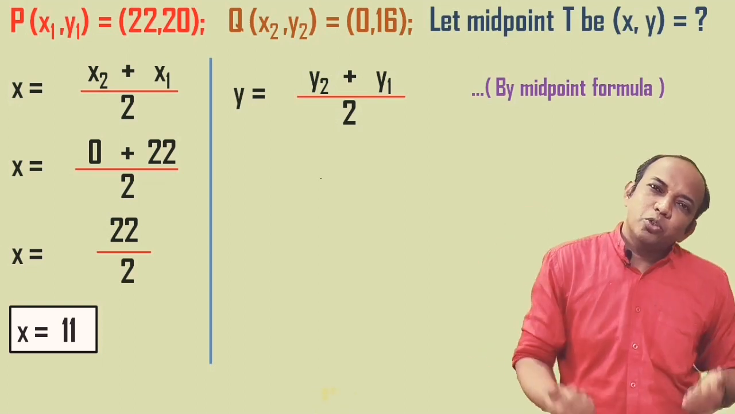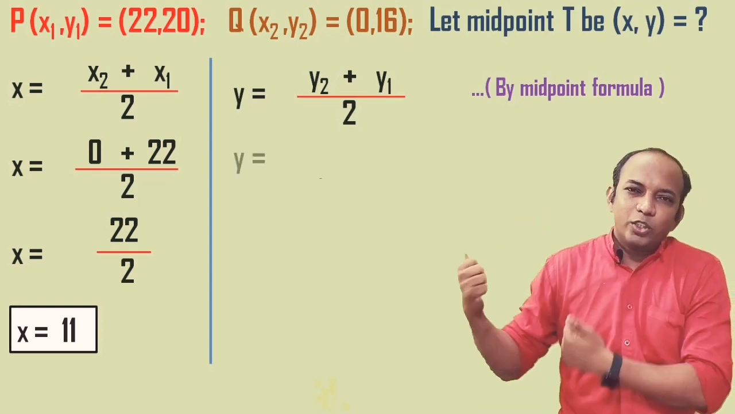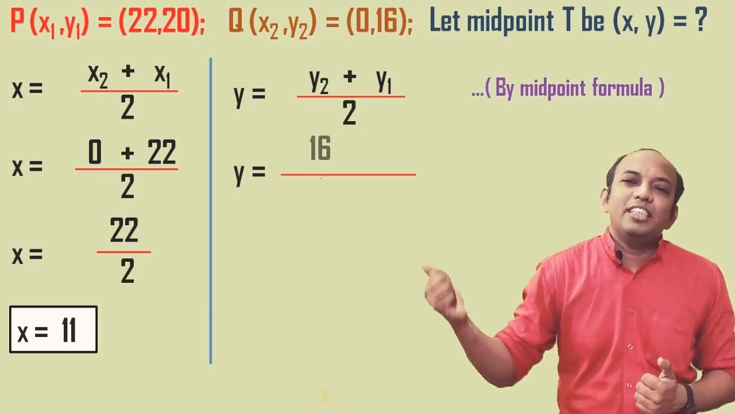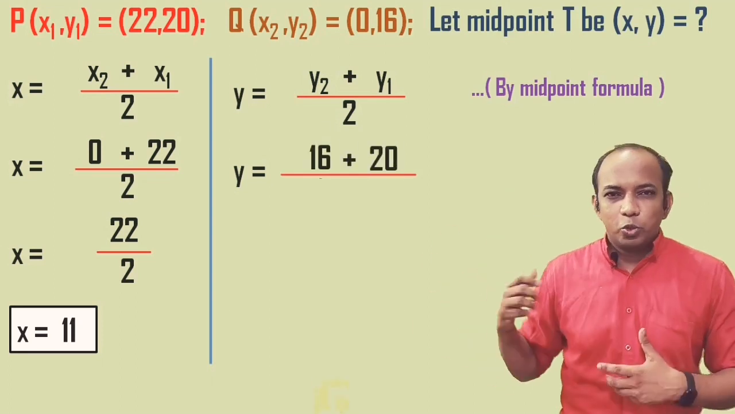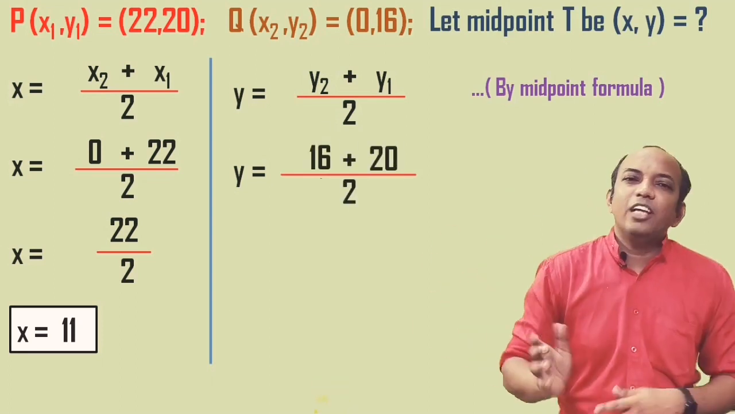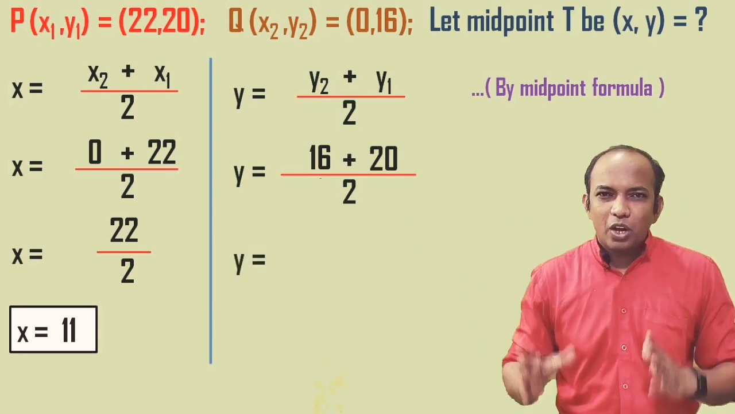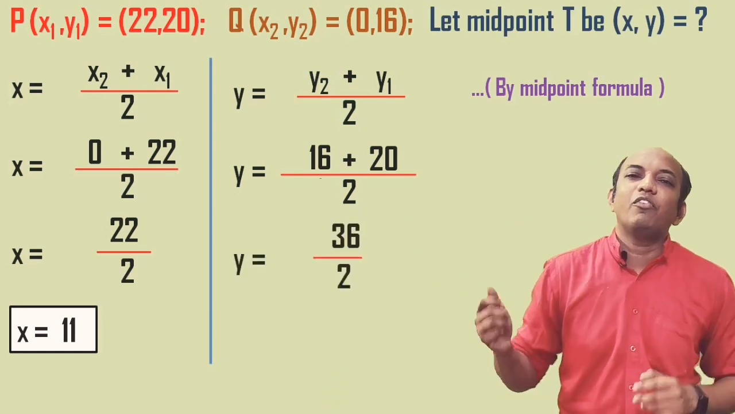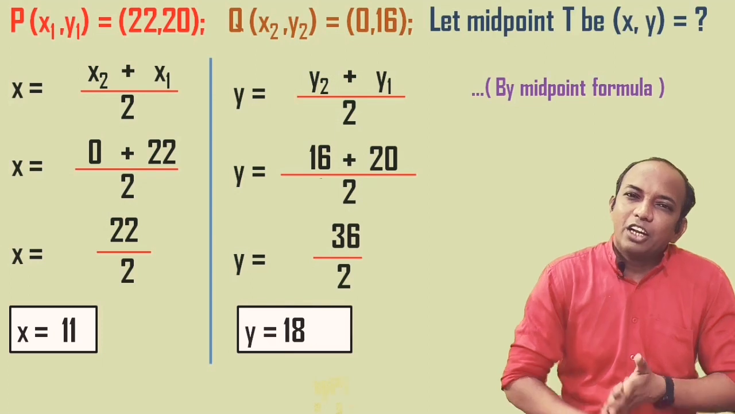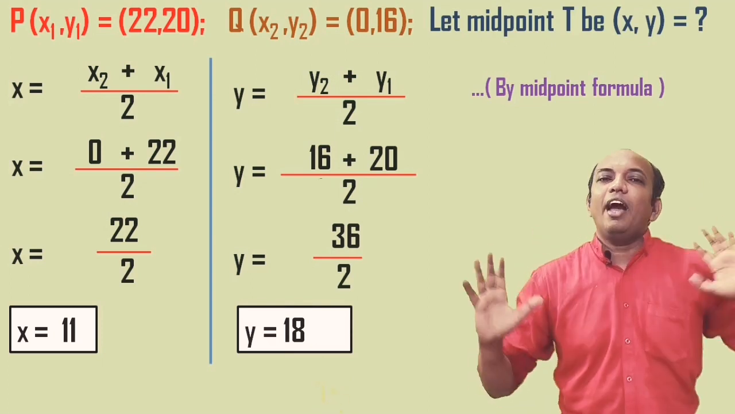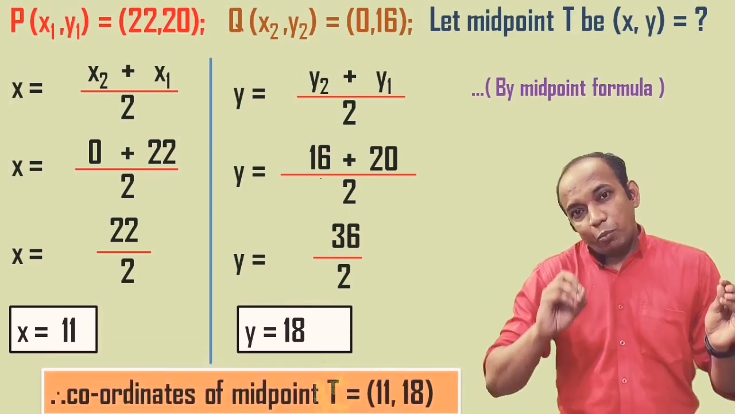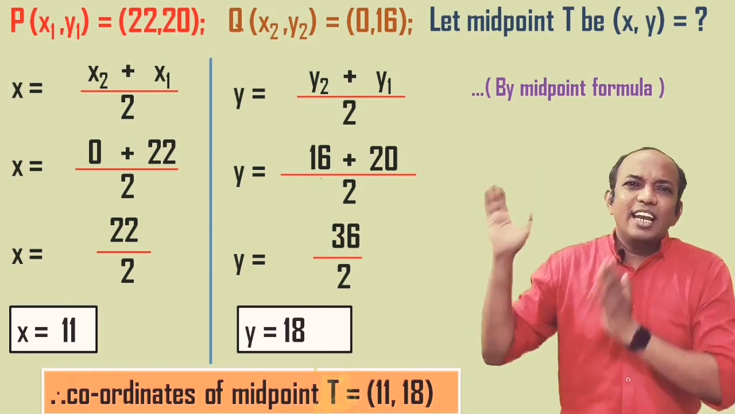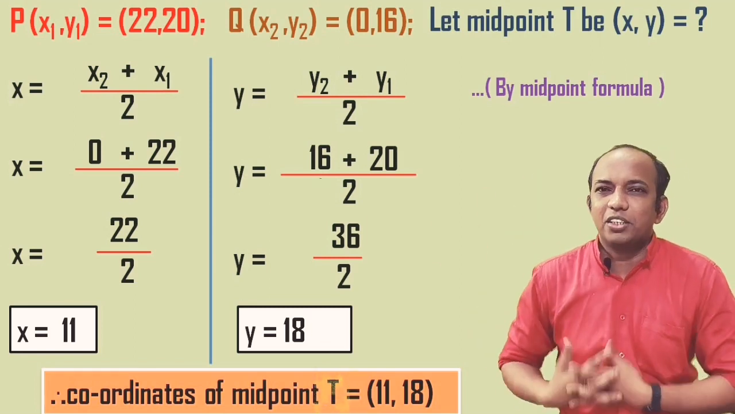Similarly, the moment you substitute the values for y2 and y1, we get 16 plus 20, the whole upon 2. After adding, we get y equals 36 upon 2, and that results in y equal to 18 after carrying out the division. So in short, we have the coordinates of midpoint T as 11 and 18, the way you are looking on the screen.